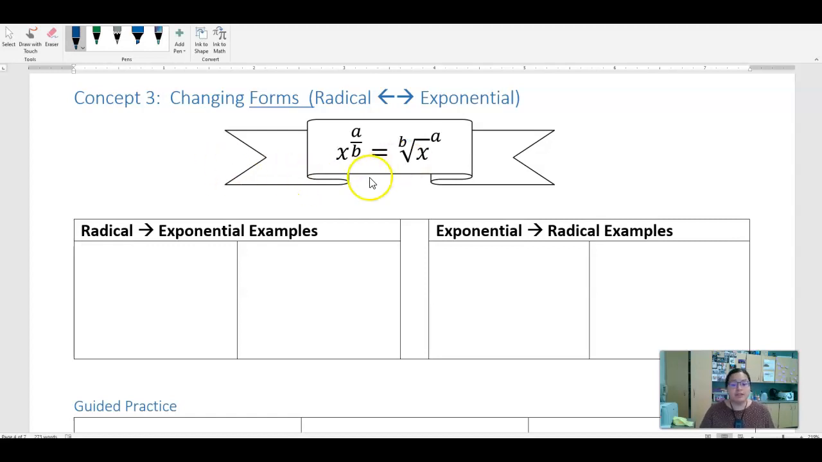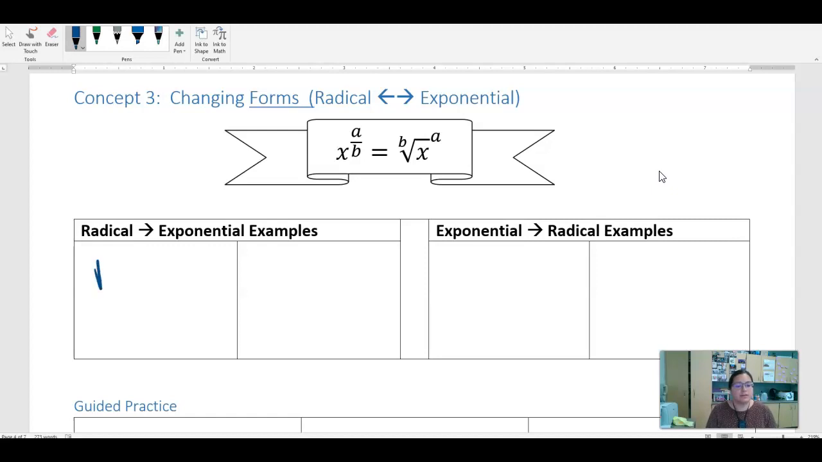So the rule that applies is this formula right here in the center. X to the power of a divided by b is the same as the b root of x to the a power. So simply how this looks is if I have numbers where a and b are, I can quickly interchange between those.